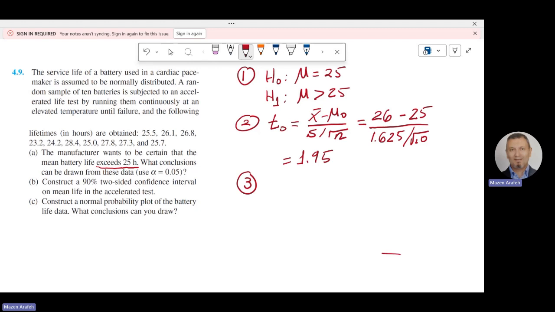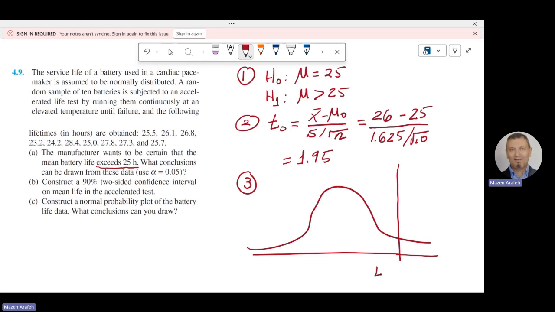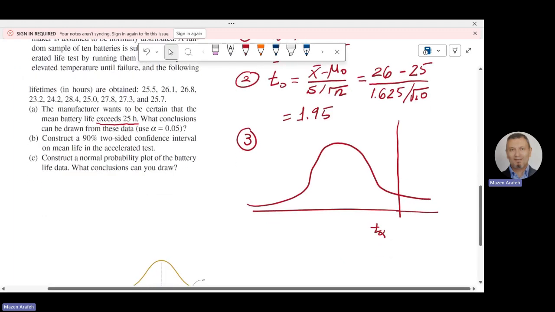Now based on alpha, we have a one-sided test, greater than. So my rejection region will be only on one side, and this will be my critical value. I will have only one critical value. So it is t alpha, not alpha over 2, with the degrees of freedom n minus 1. So this is equal to t 0.05 with degrees of freedom n minus 1, so it is 9.